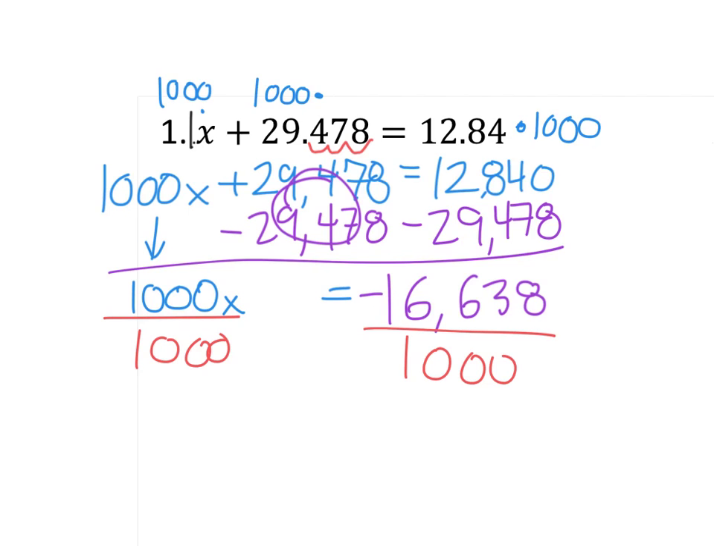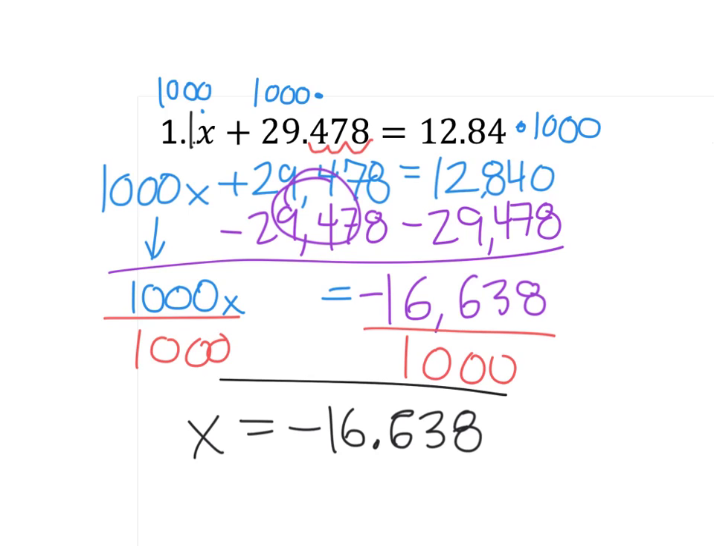Some of you guys know that you just move the decimal over 3 times. But you could put that into a calculator as well, and you're going to get the same thing just like we got on the previous video, where x equals negative 16.638.